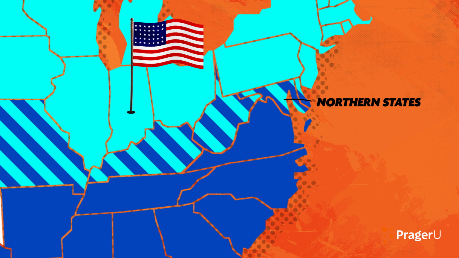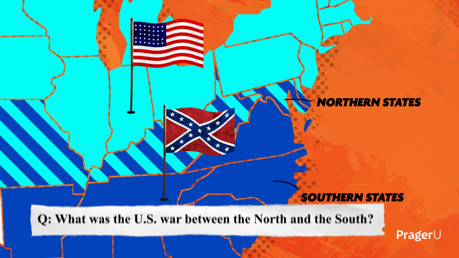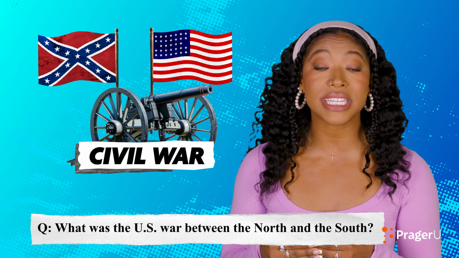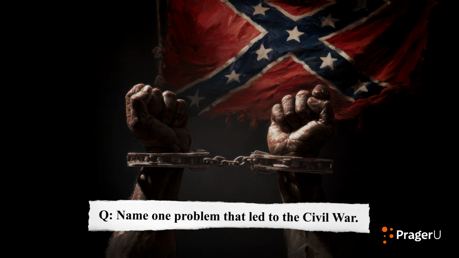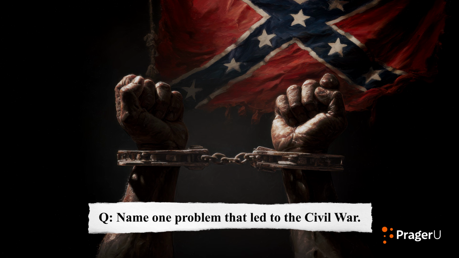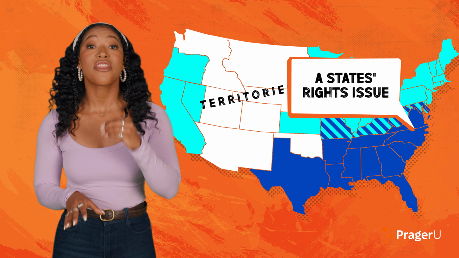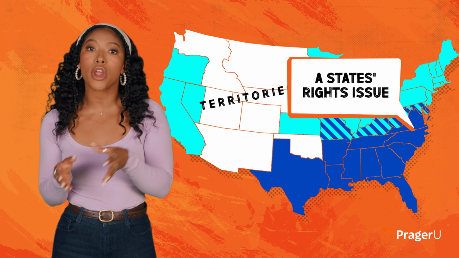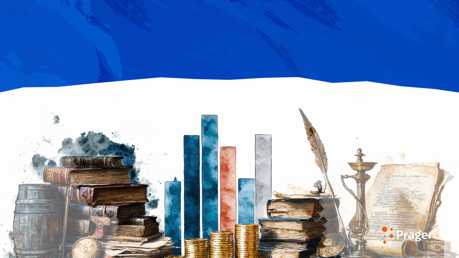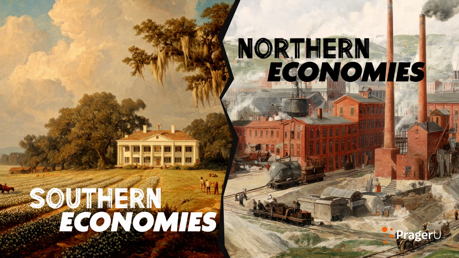Eventually, the northern states, seeking to preserve the country and not allow the southern states to break away, went to war with those southern states in what became called the American Civil War. One reason that led to the Civil War was that the southern states wanted to preserve slavery. Those states saw it as a states' rights issue, meaning they believed the federal government or northern states could not tell them to abolish slavery. There were also economic reasons because of the differences in the northern and southern economies.